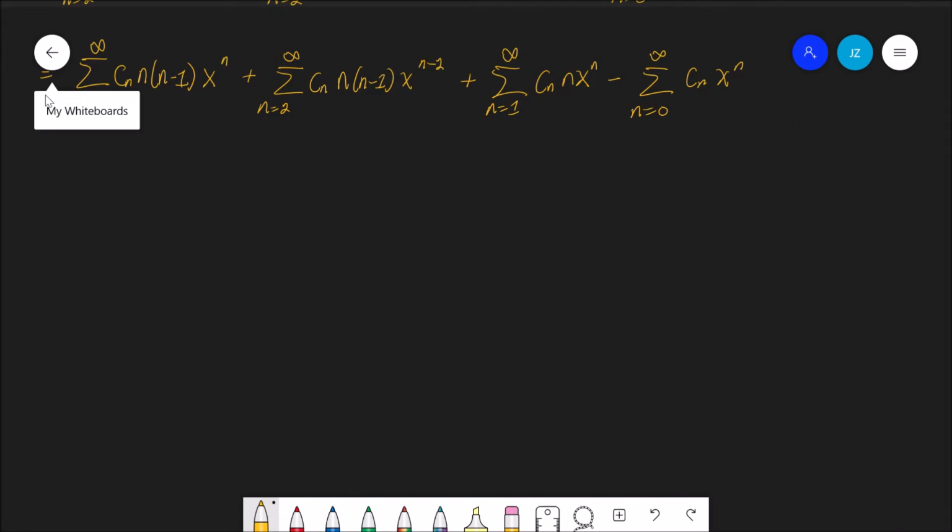So we want to try and get all of these to be starting at the same index. So I want this to stay as 2. This I want to get up to 4, because 4 minus 2 is 2. Then this I want to get up to 2, and this I want to get up to 2. So this first summation is going to stay the same.